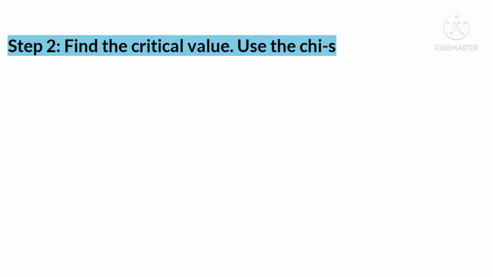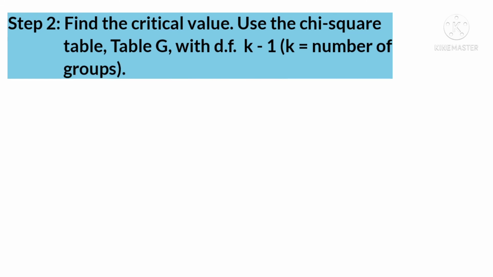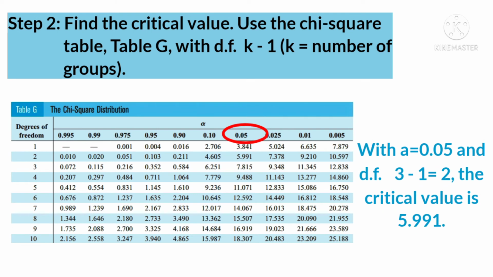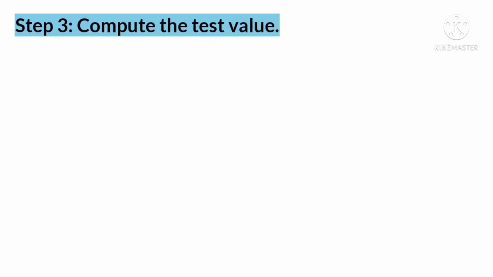Now let's proceed to step 2. Find the critical value. Use the chi-square table with degrees of freedom k-1, where k is equal to the number of groups. So with alpha equal to 0.05 and degrees of freedom equal to 2, the critical value is 5.991.